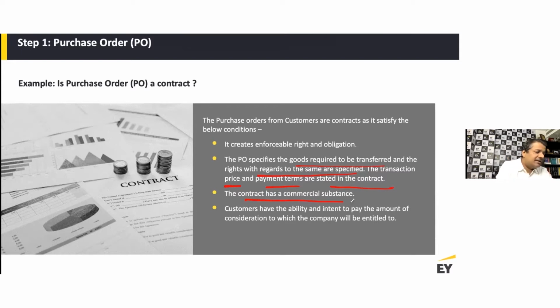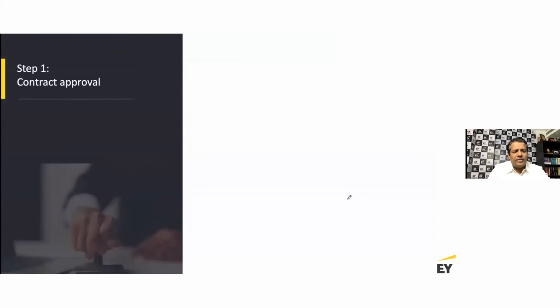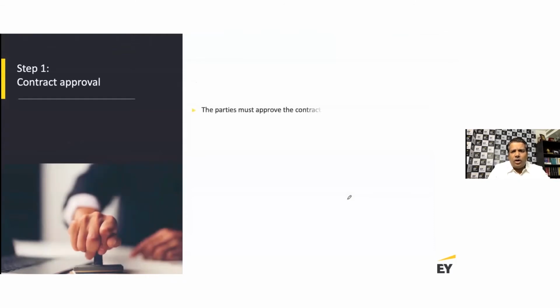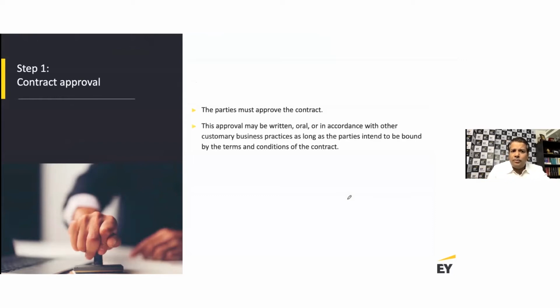The contract has a commercial substance. It's important that a contract has commercial substance for you to account for that arrangement under Ind AS 115. Let's think about contract approval. The parties must approve the contract. When you think about any contract with two parties, both party A and B have to agree and sign off on the terms and conditions. The parties must approve the contract.